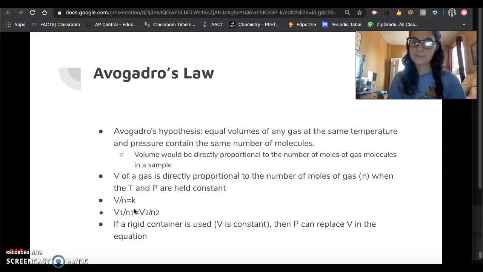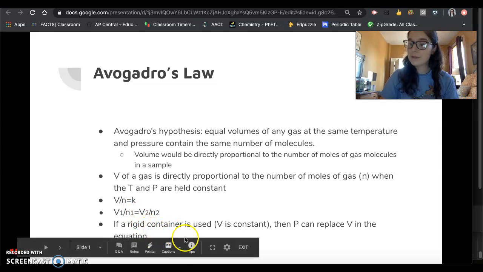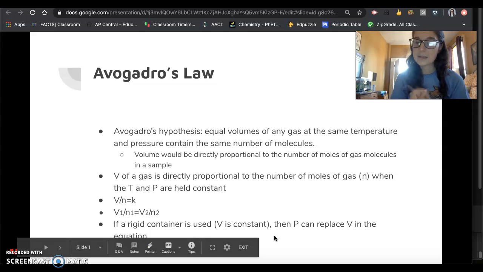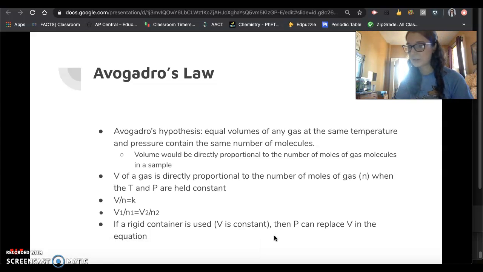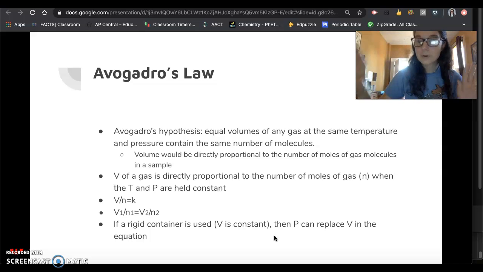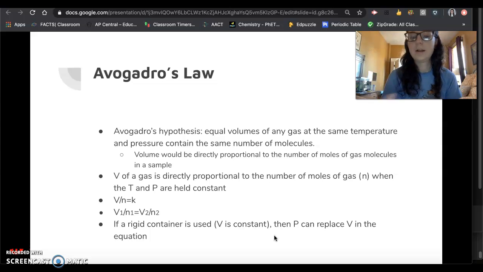If we use a rigid container where V is constant, then P is able to replace V in the equation. So if we increase the number of moles of a substance, we would expect the pressure to increase, which makes sense because what is pressure? It's the amount of force that those particles are exerting on the sides of their container.